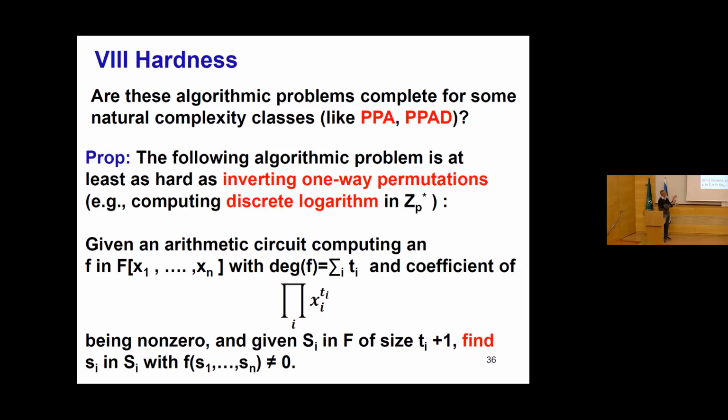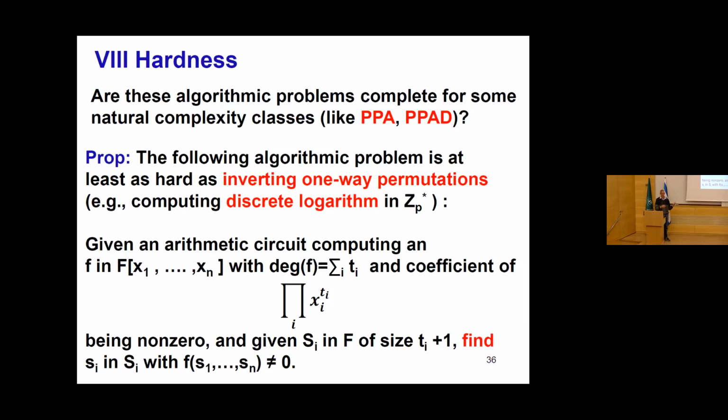And by looking at this circuit, you see that the degree is a sum of t_i for some t_i. In my case, all the t_i will be 1. And you also see by looking at the circuit that the coefficient of the product of x_i to the t_i is non-zero. And now you are given sets S_i of size t_i plus 1. We know that there always is a solution, little psi, capital Psi, so that if we substitute them in the polynomial, it's not 0, but can we find one?